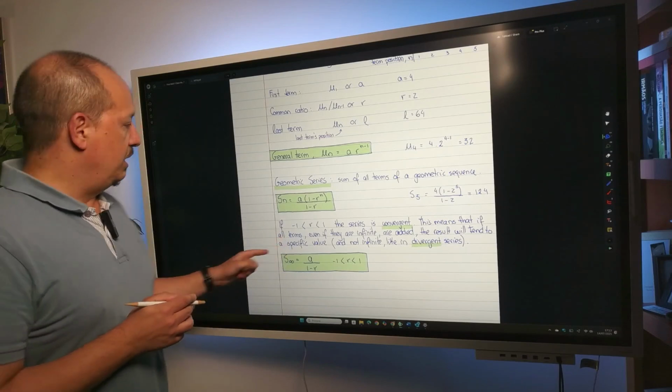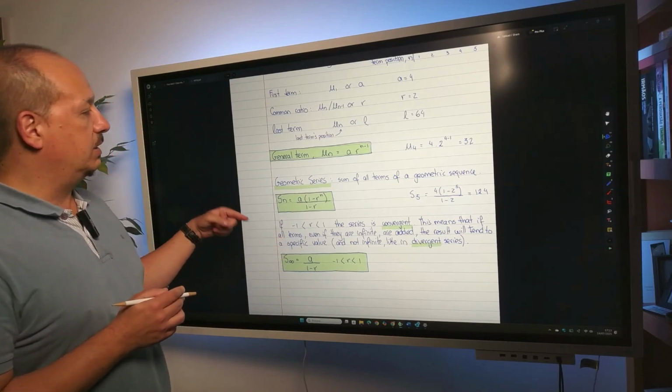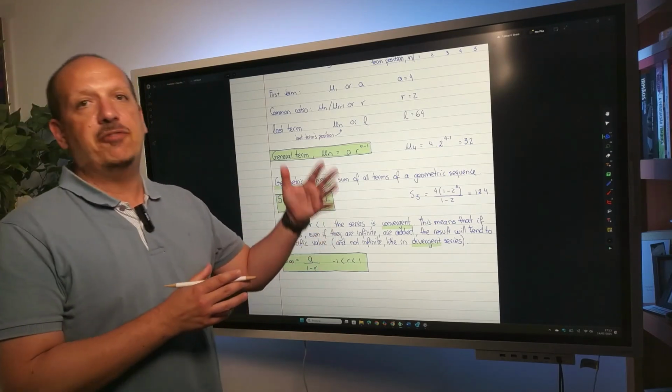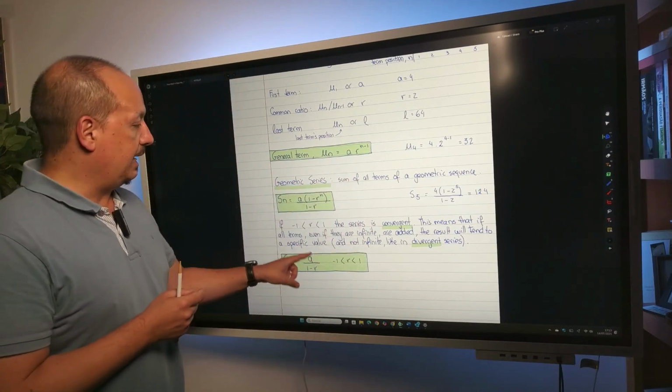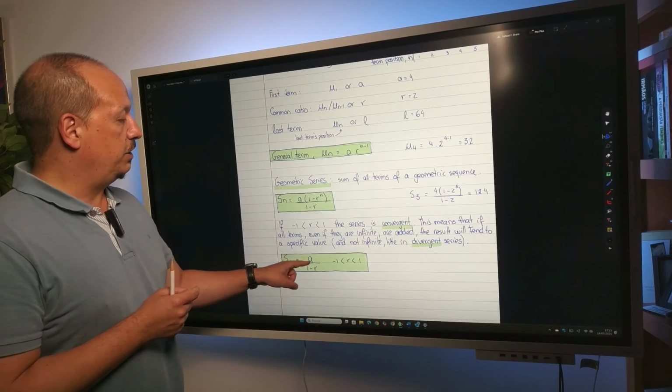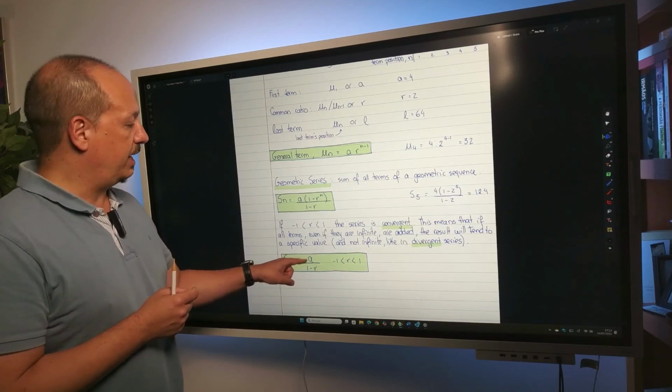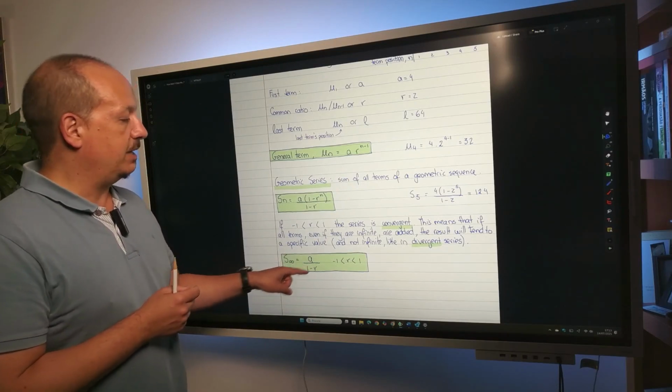All right? You may add forever all the terms of a sequence, and instead of diverging, instead of going to infinity, you are going to a specific number. And that number is calculated using this expression over here. A, the first term, over 1 minus the common ratio.